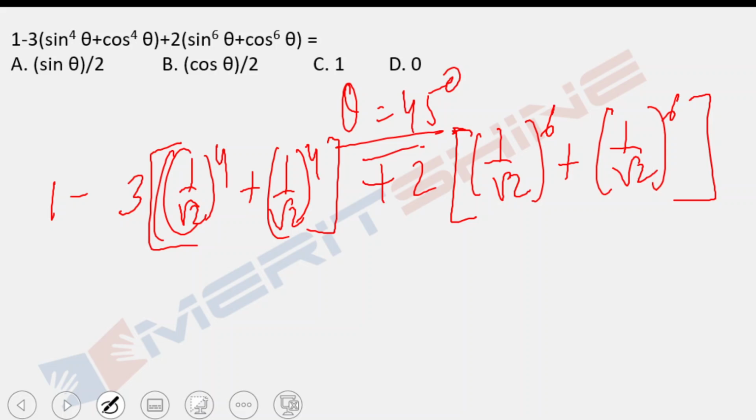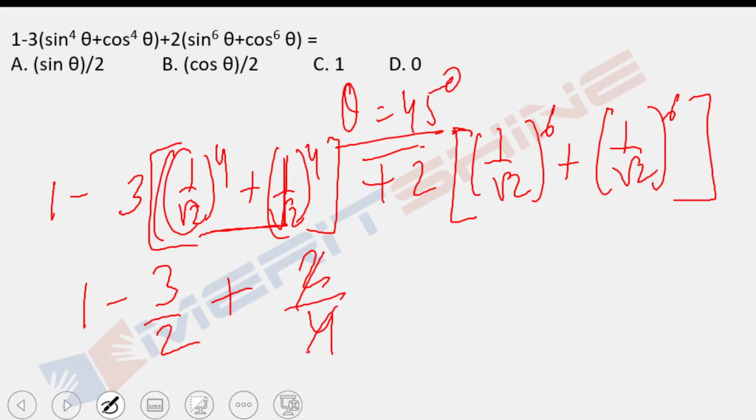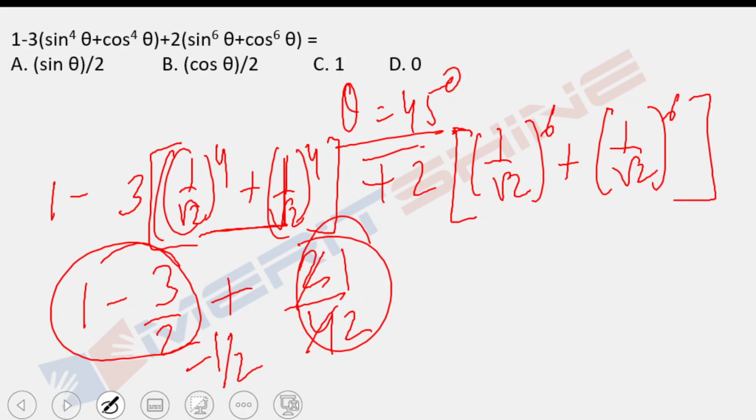So I know that (1 by root 2) to the power 4 is half whole square. So 1 by 4 plus 1 by 4 is half. So I have a 1 minus 3 by 2 here, plus here half cube. So 1 by 8 plus 1 by 8 is 1 by 4. So I have 2 by 4 here. So this cancels and becomes half, right? So 1 minus 3 by 2 is minus half, and here I have plus half, minus half plus half is 0. Now I know that my answer is 0.